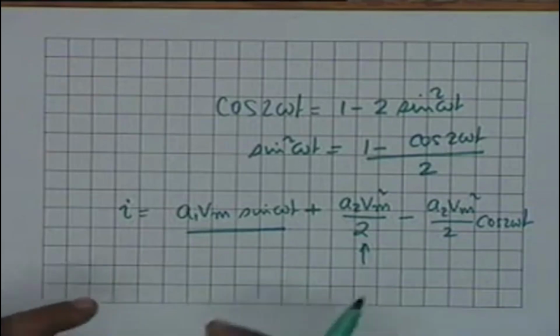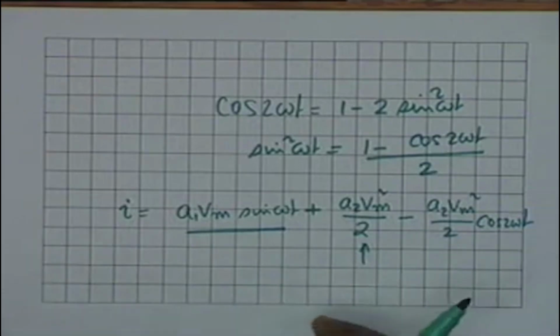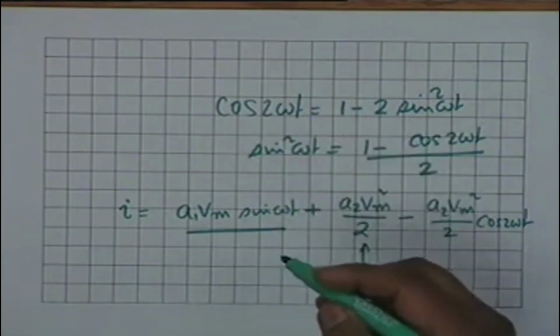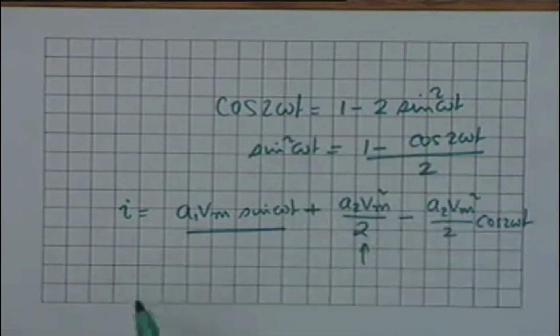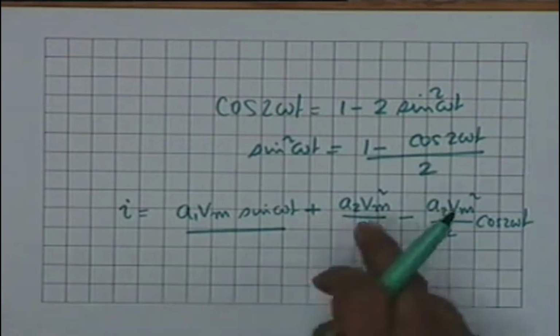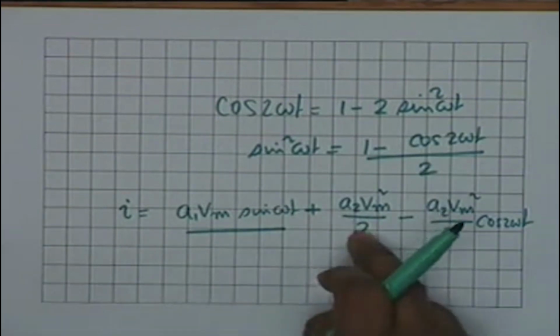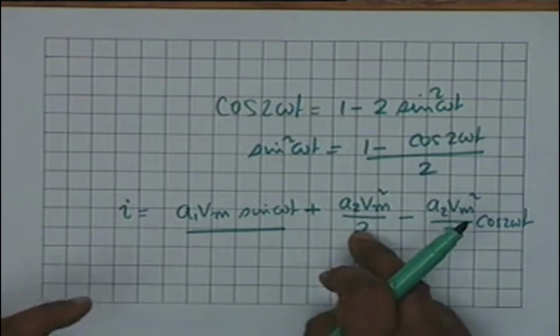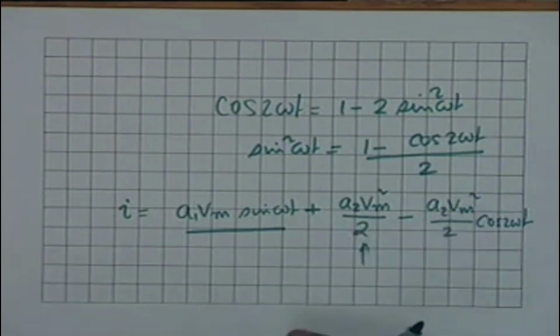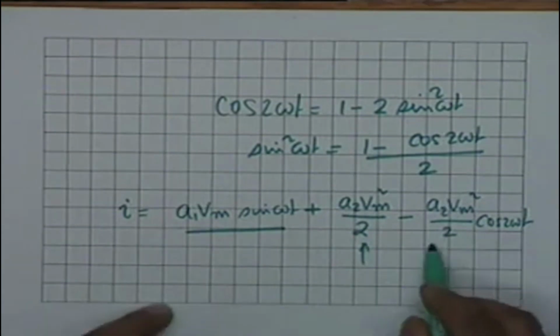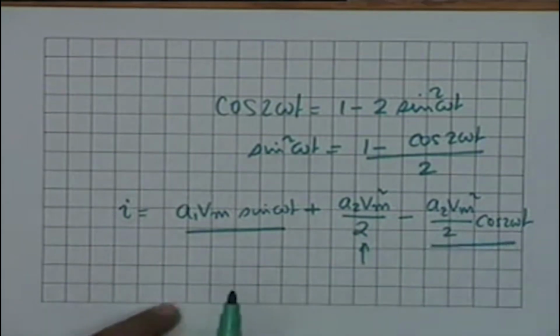What does this mean? This is the average value. If you average out over a large interval of time, then this will be the DC value. If you put a DC meter in the circuit, the meter will read A2 Vm squared by 2. This was not there in the input. The input was a pure AC and you get a DC out of it. So, there is rectification. Number 2, in addition there is a term whose frequency is twice omega.